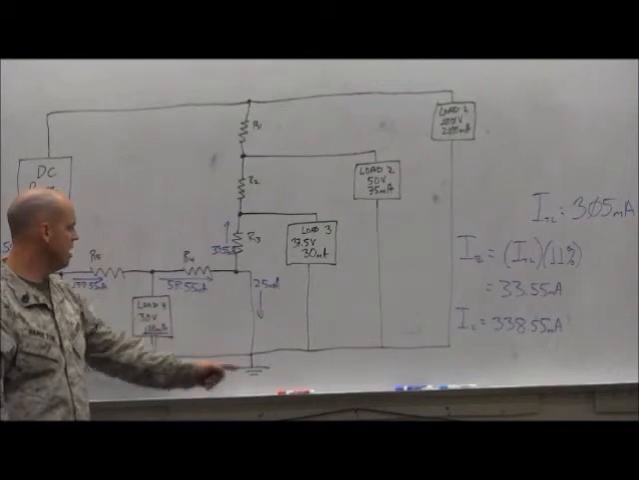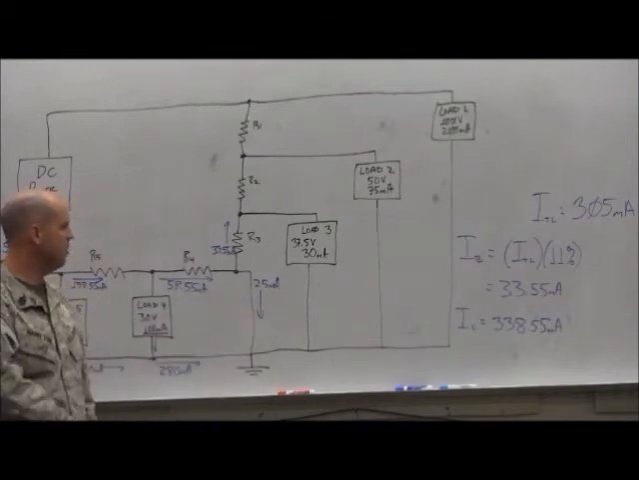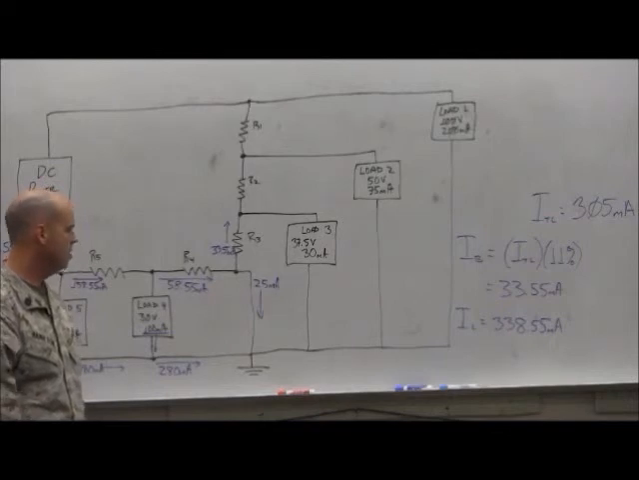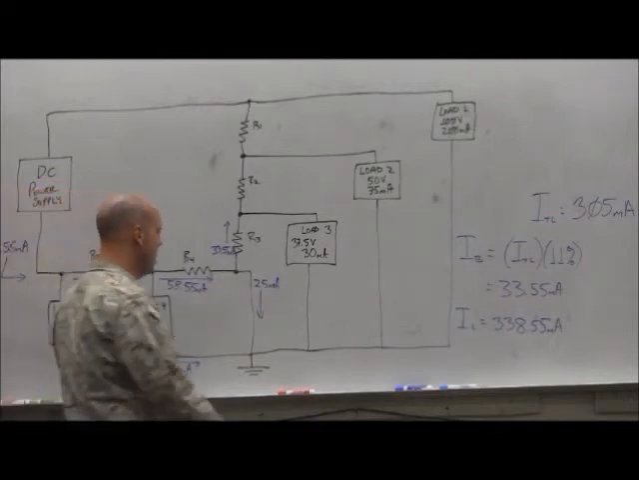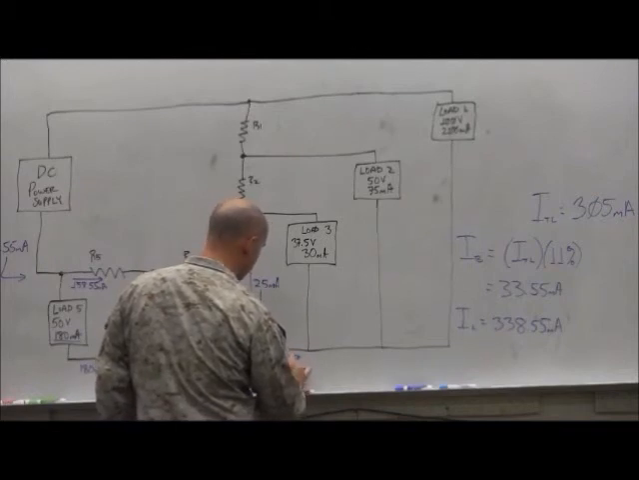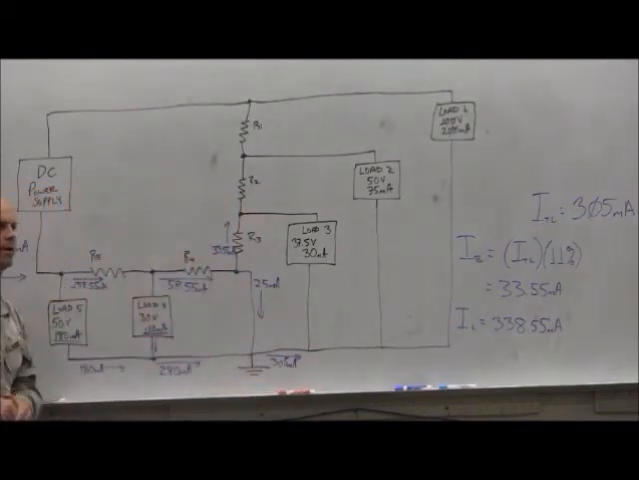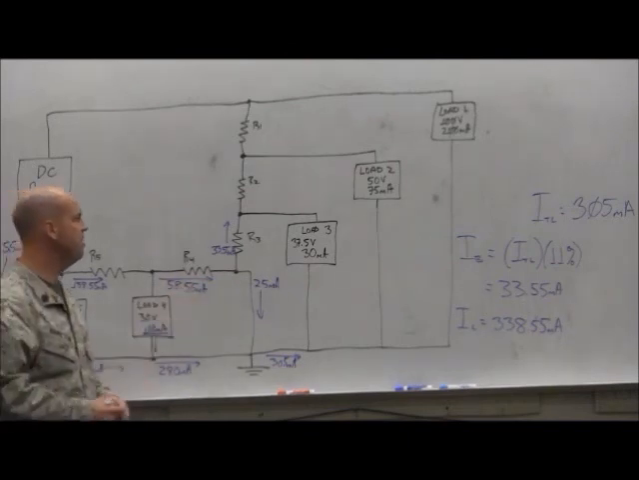Now, at this node right here, we had 280 milliamps coming in, 25 milliamps coming in. How much goes out? 305 milliamps. Now, you can confirm this by looking at your total load current. How much was your total load current? 305. They should match, right? Because this is the current that's going to feed those.